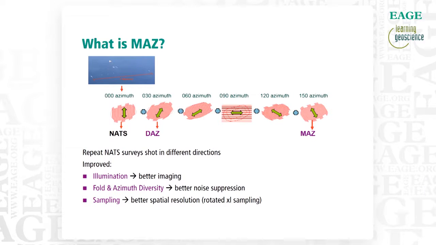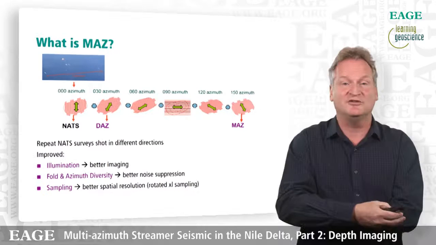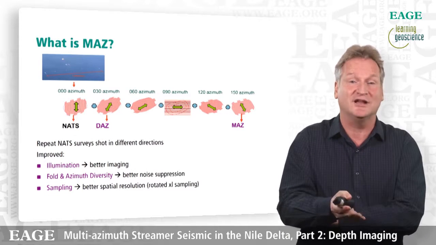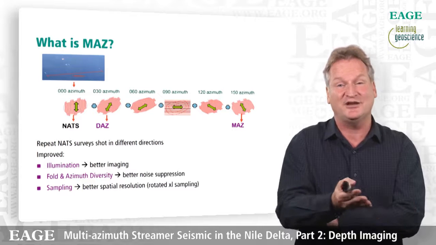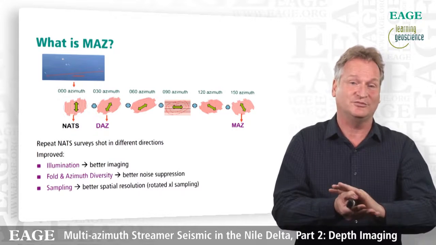So what is multi-azimuth seismic? It's basically your bog standard towed streamer seismic, but then you acquire it in different directions. So here we've indicated that actually for Raven we acquired 6 azimuths in total, but you can also do 2, 3, whatever you like. The thing is that if you do less than 6, or however many you do, that they're as diverse as possible.